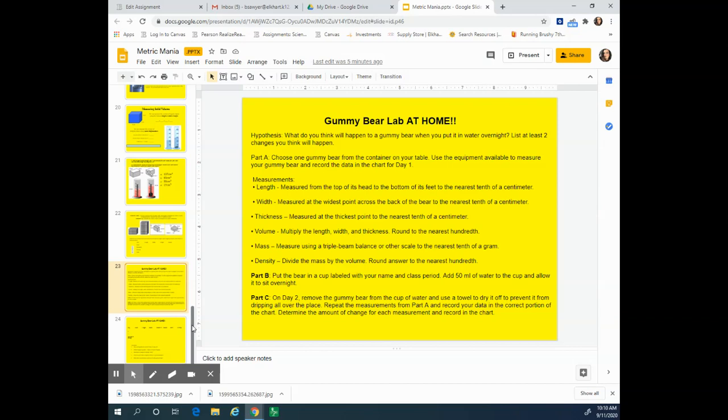You will see just these two slides pop up on the last part of Metric Mania, along with the unit test. So make sure you keep tuned for that particular item.